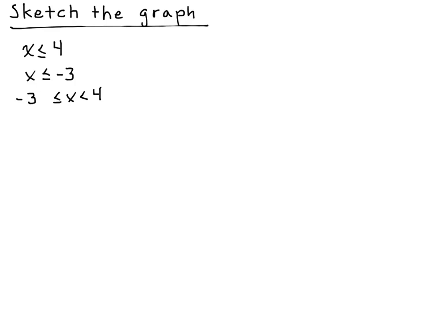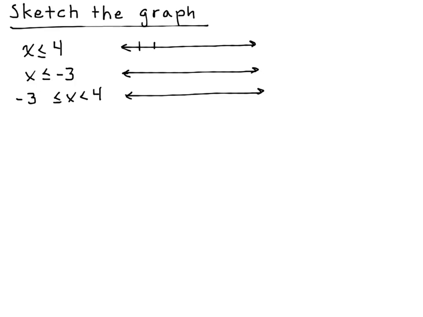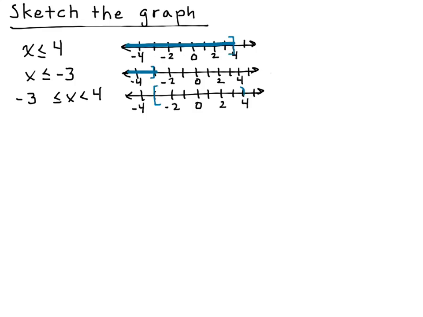Okay, looks like most of you have finished. So you should have something that looks a bit like this. The first two go off to negative infinity. The first one starts at 4, then the second one starts at -3, and then -3 to 4 is an interval. On the left-hand side, you should have a square brace, and on the right-hand side, you should have a parentheses.